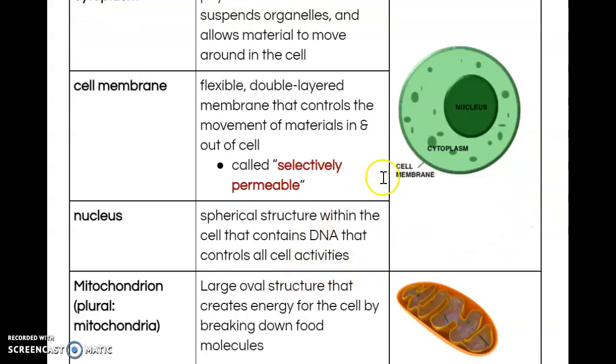Then you have the nucleus. The nucleus is like the brain of the cell. It houses the DNA, which controls all the cell's activities and proteins that are formed by the cell. Okay, and the cell nucleus is again the central spherical structure within the cell that contains the DNA.